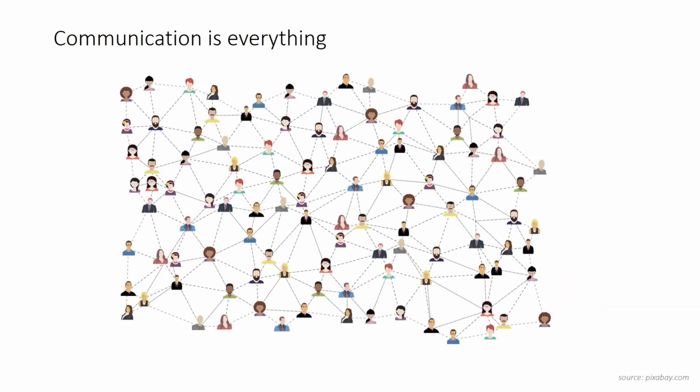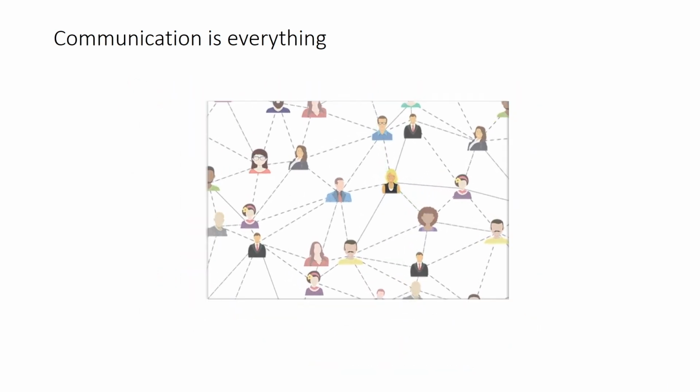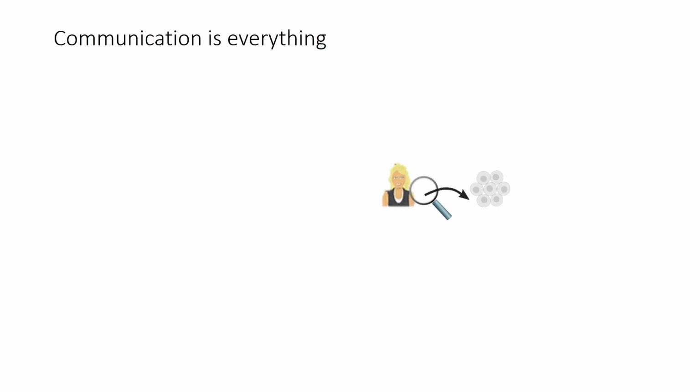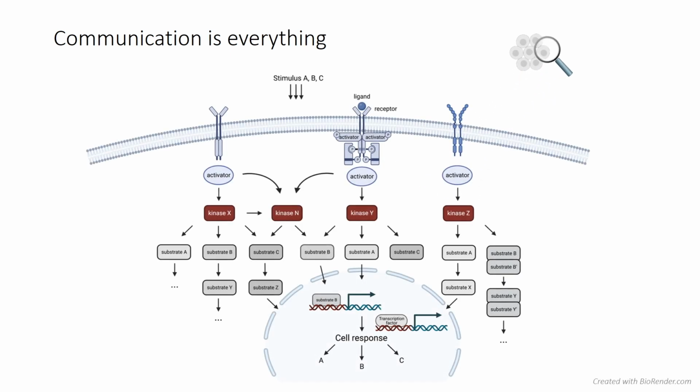Communication is everything. This is as true for us humans to get the correct message across as it is for cells. In order to form a complex organism and stay healthy, cells need to receive signals from the environment, communicate with other cells, and integrate the response within themselves.